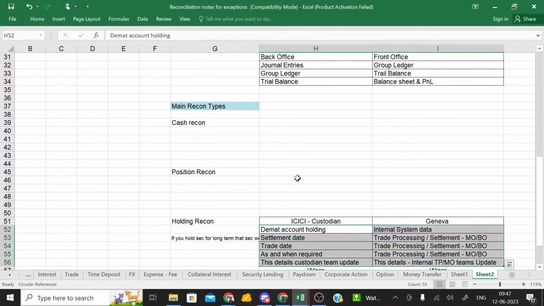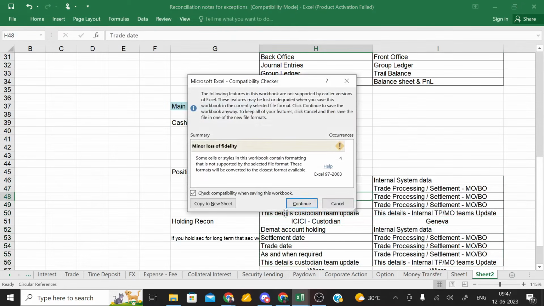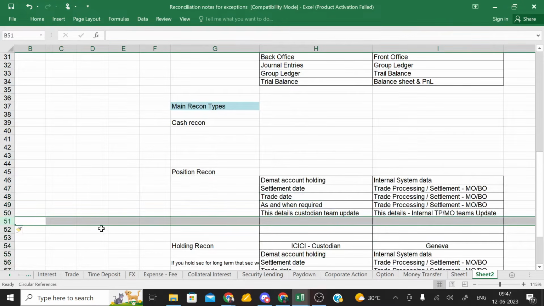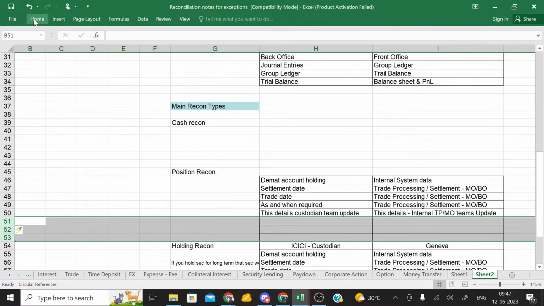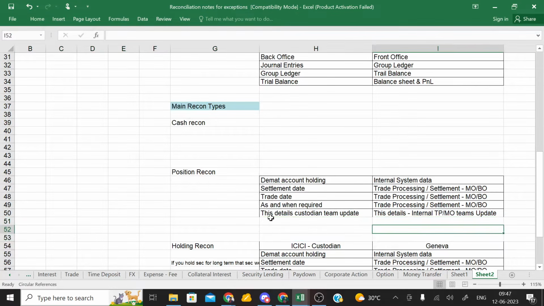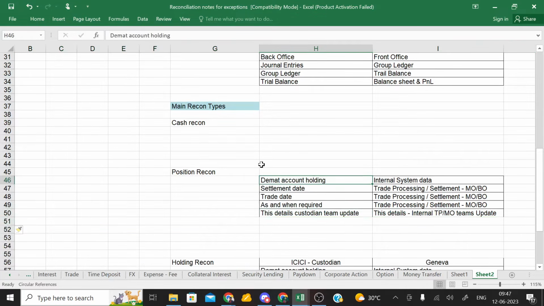Under position, the reconciliation would remain the same, so there won't be any change in it. Instead, I would say trading account, not holding positions. The wording will change.